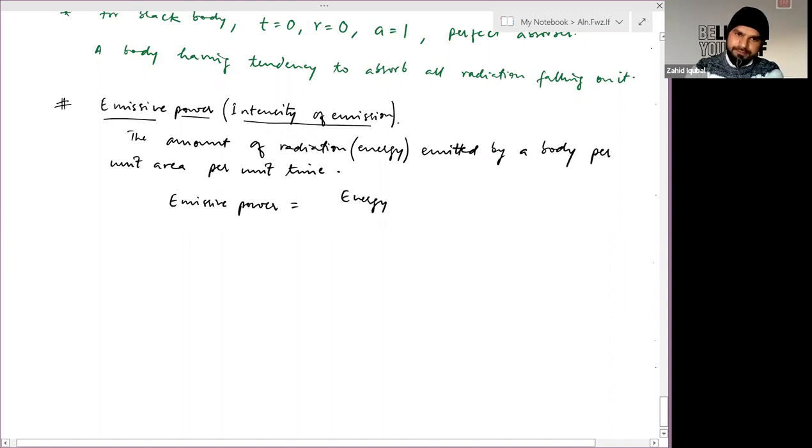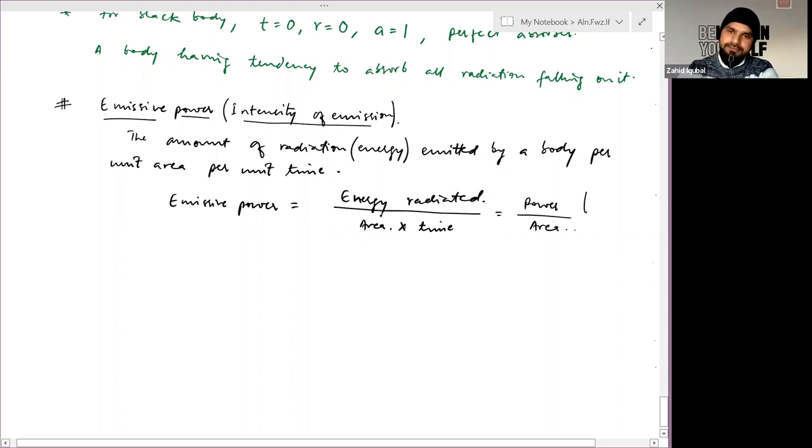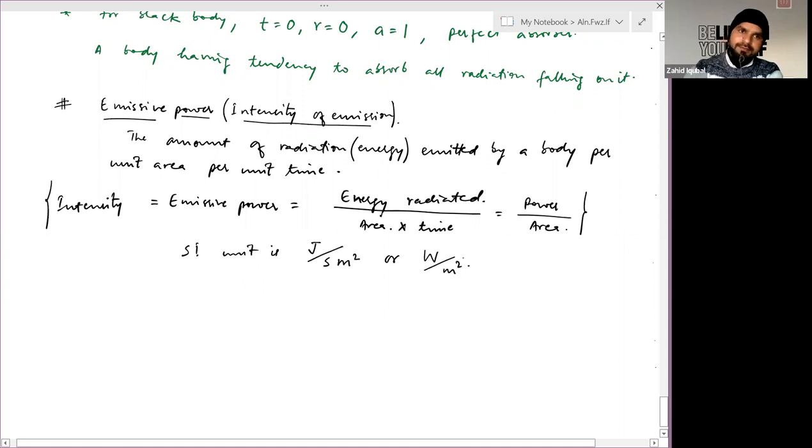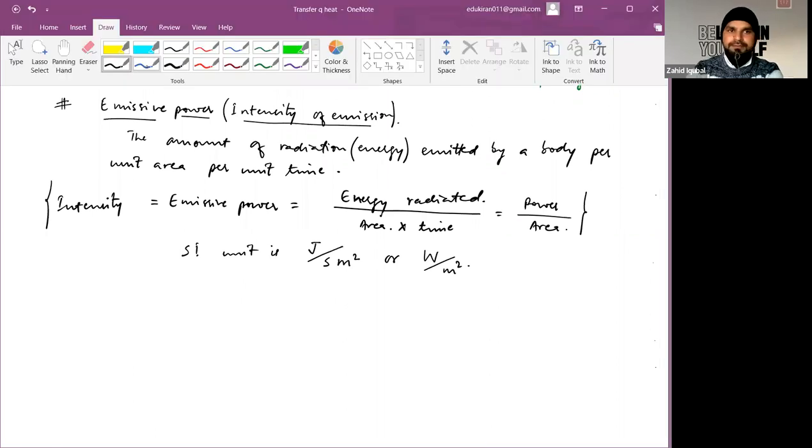So emissive power, or simply intensity of radiation, is equal to the energy radiated by a body divided by its area of cross section times time. Energy per unit time is also called power. So we can say this is power radiated divided by area of cross section, and this emissive power is also called intensity. Its SI unit is joule per second per meter square, and joule per second is also called watt. So watt per meter square. Ifra, any doubt? No, sir.